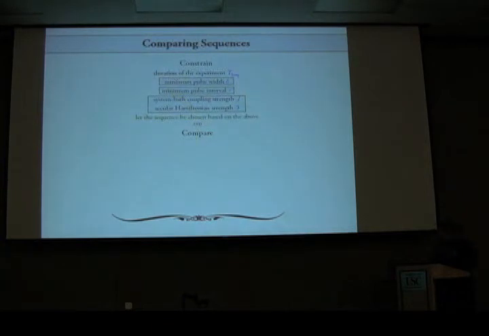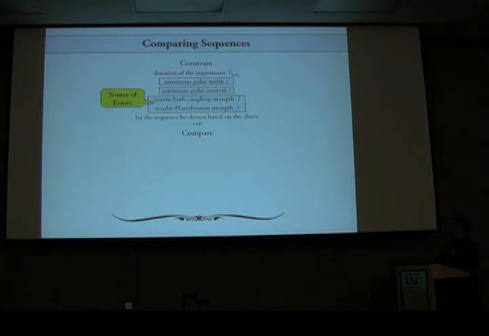Okay, so here's just a quick graph I'll show. When you want to compare different sequences for decoupling, here is what we suggest that you do. First of all, you have to fix the duration of your experiment when you're comparing different sequences. Then you have to specify a minimum pulse width, a pulse interval, your coupling strength, and your secular Hamiltonian strength, and let the sequences be chosen based on the above.